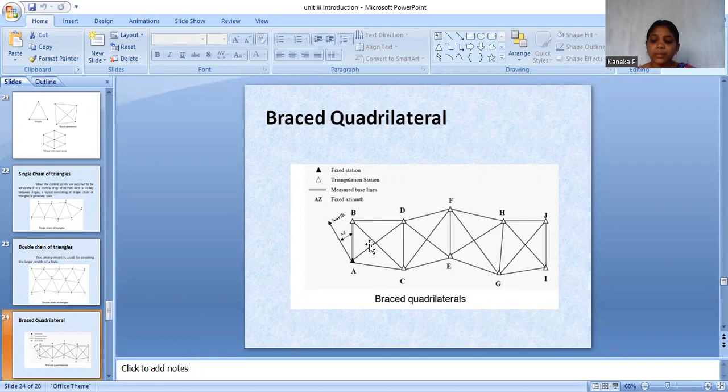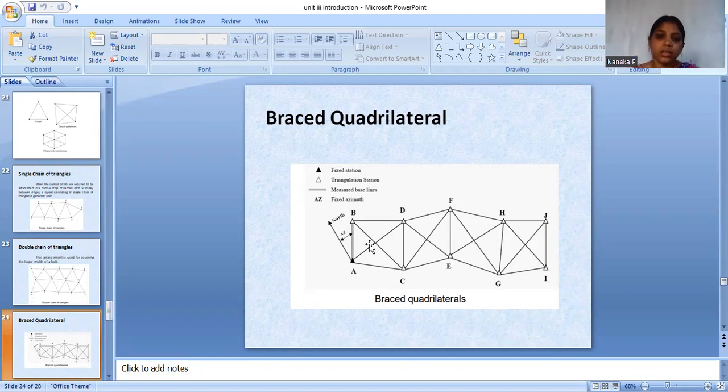These figures may be quadrilaterals, pentagons, hexagons with central stations. The system provides adequate checks on the computations. The number of setting-up programs is low. So this is all of the arrangements of triangulation, or triangulation figures.